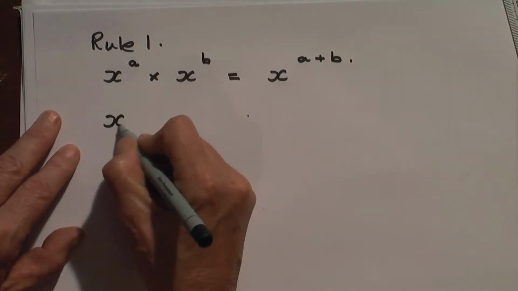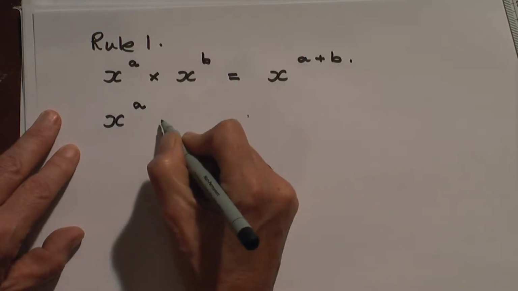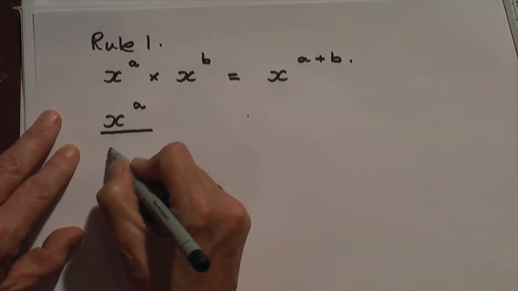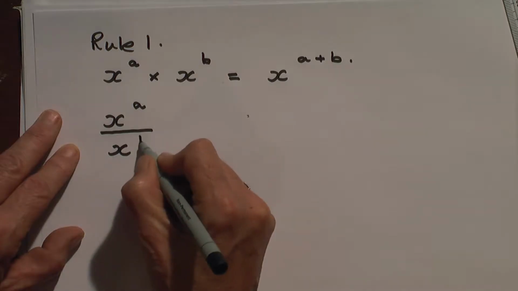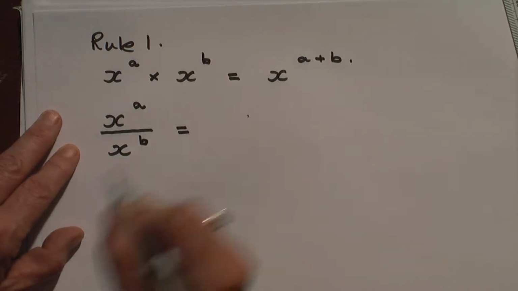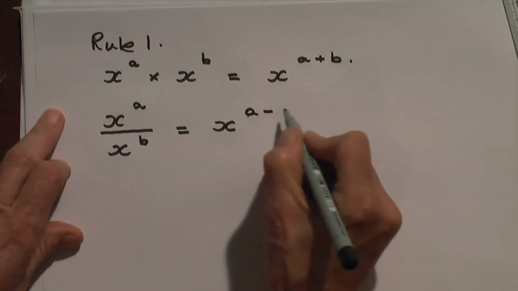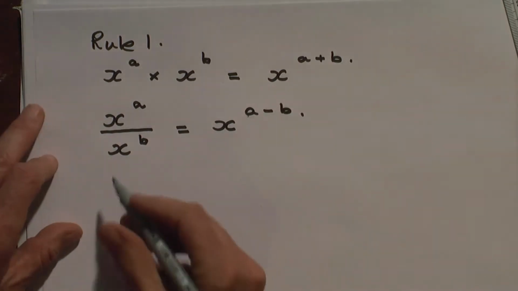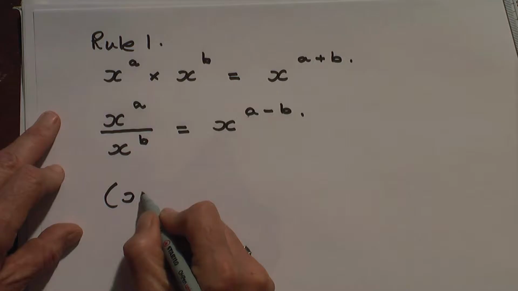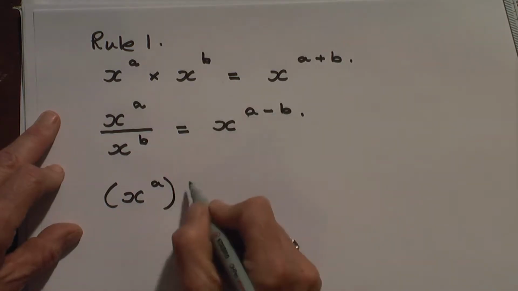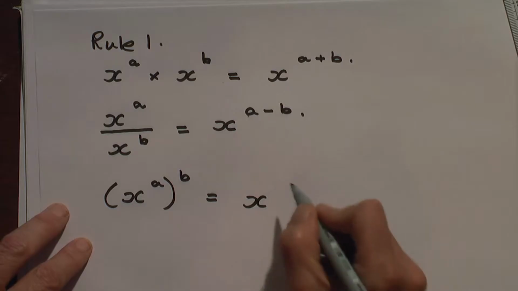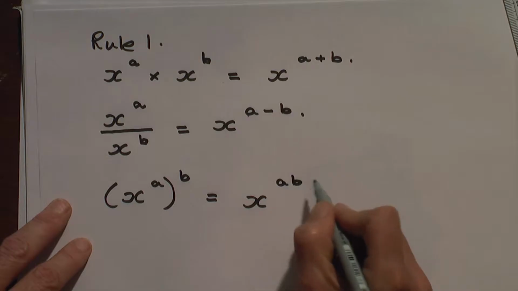If I've got x to the a divided by x to the b, so I'm going to do it like this because that's what we do in grade 12 and grade 11. I say base is the same, I get x to the a minus b. If I've got x to the a to the power of b, we say we are raising a power to a power. I get x to the a times b.